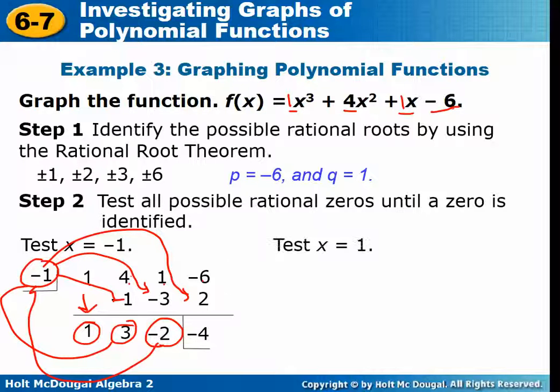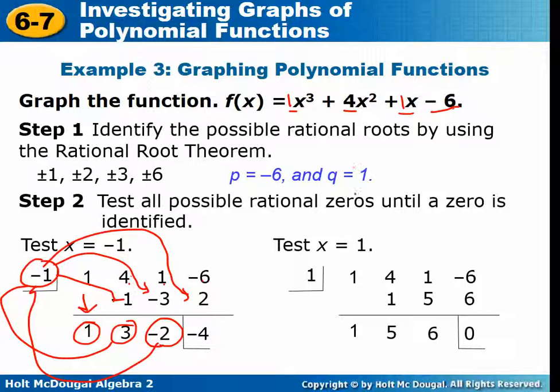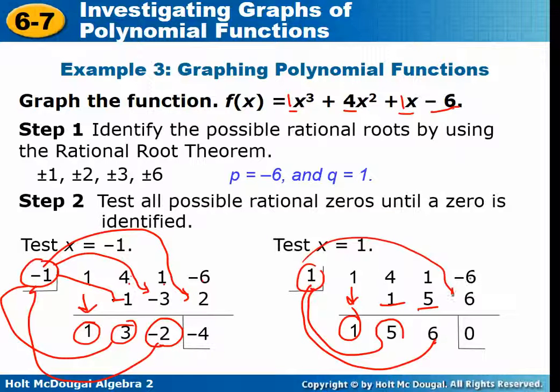Let's test 1. So we put 1 in the box. We put our coefficients of each term, and then we start doing our synthetic division. So we bring down the 1. 1 times 1 is 1. 4 plus 1 is 5. And then we do 5 times 1 is 5. 1 plus 5 is 6. 6 times 1 is 6. That goes here. Negative 6 plus 6 is 0. We found a root. One of our roots is x equals 1.